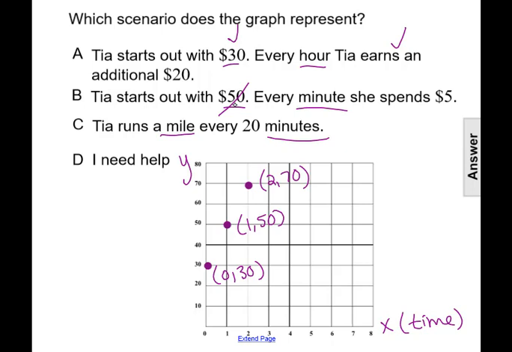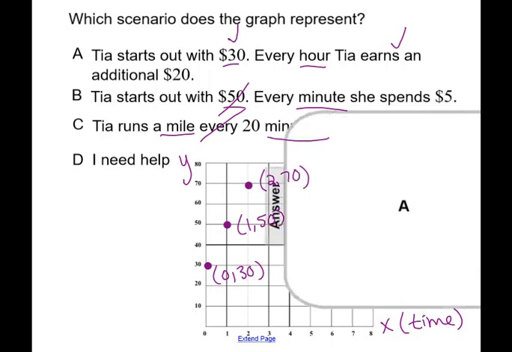And then Tia running a mile every 20 minutes, so she would not have run any amount of distance at time 0. And again, we don't have the data point of 0, 0, but we have the data point of 0, 30. So that is why C doesn't make sense. The only scenario that makes sense for this graph is the scenario in choice A.